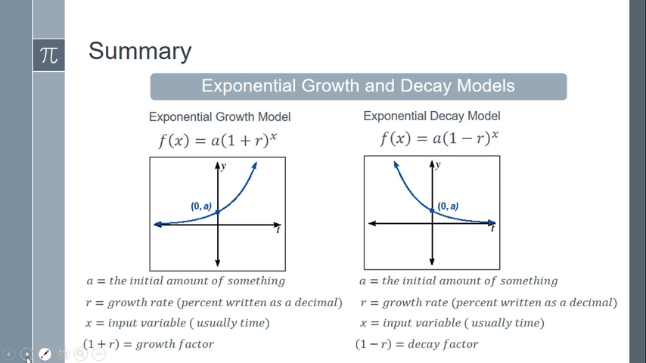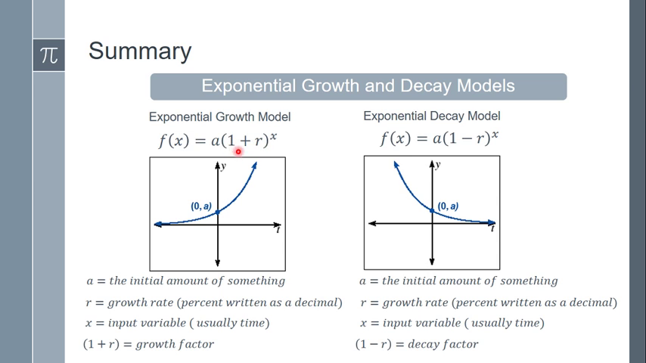Then we talked about what each of those values in the equation represents. All right, so r is the growth rate, and it's a percent written as a decimal. x in this case usually represents time, but it's our input variable, so you see that it's the exponent that's changing as we let it get larger and larger. And then finally, the quantity 1 plus r is the growth factor, a number greater than 1 if it's growing. It has to be.